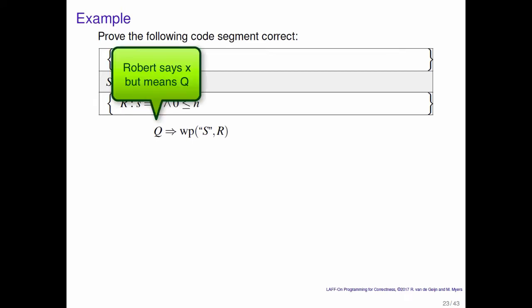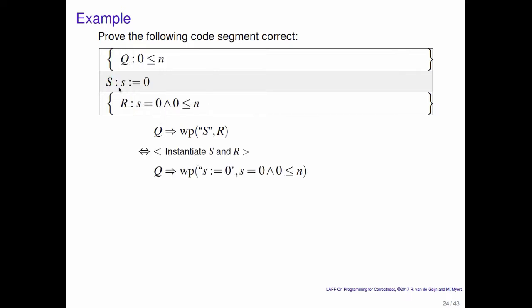Well, we know that x has to imply the weakest precondition of s, r. We can instantiate what s and r are. S is the assignment of 0 to variable s, and yes, of course, it's a little unfortunate that we're using s in two different ways. We want to end up in a state where s is equal to 0 and 0 is less than or equal to n. We now know how to evaluate that.